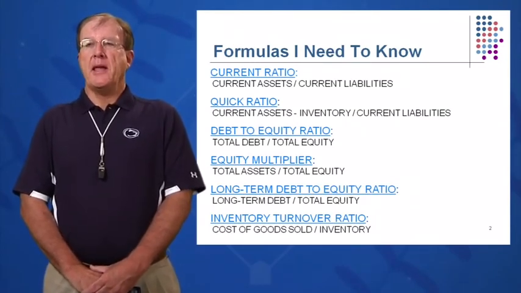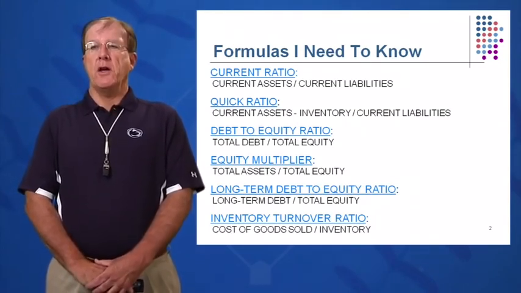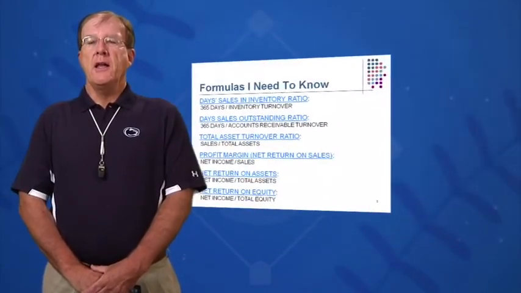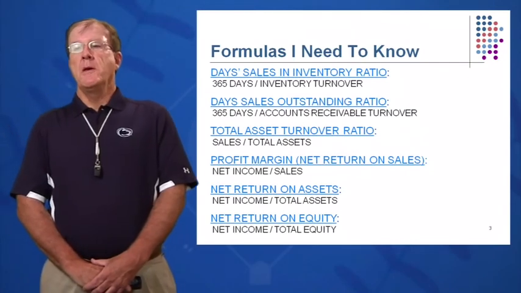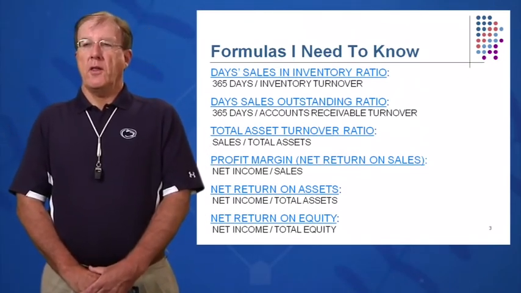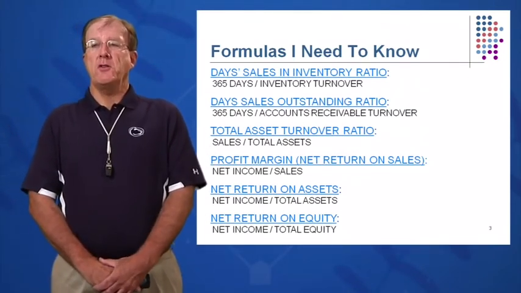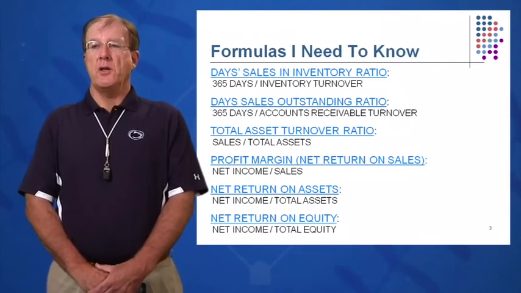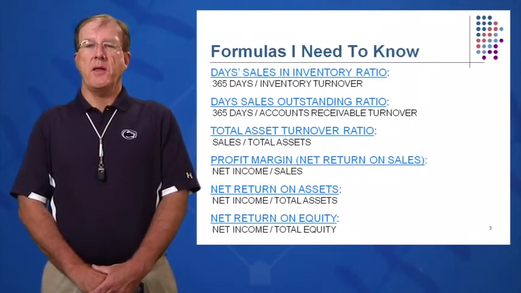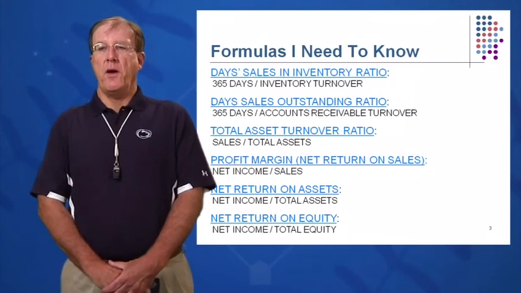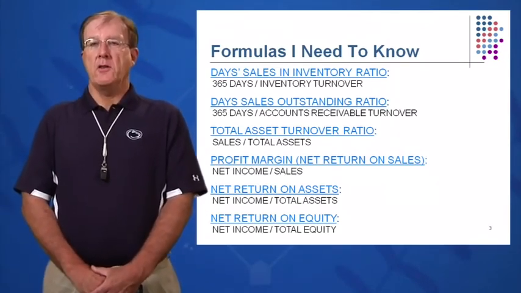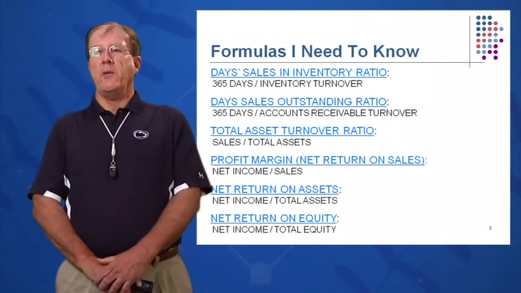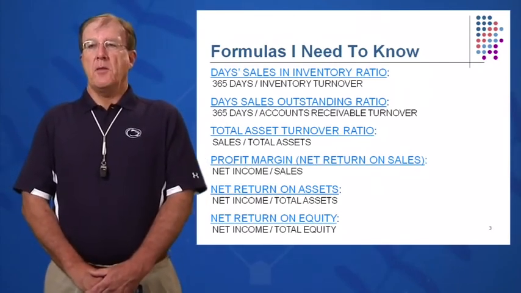In the asset management category, we want to look at inventory turnover, days sales in inventory, days sales outstanding, and days sales in receivables. Total asset turnover to a lesser degree. In the profitability ratio category, we want to look at profit margin. And we're going to call that something different. We're going to call that net return on sales, which is preferable, a little bit easier to remember, and we'll develop a mnemonic for that. So net return on sales, net return on assets, net return on equity will be discussed in the profitability area.